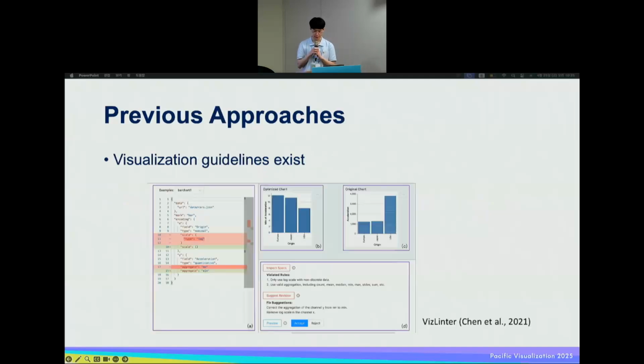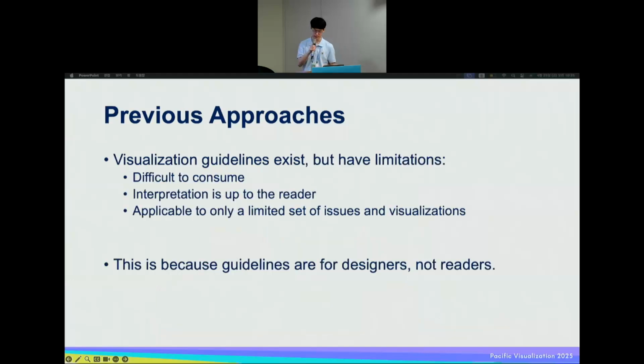And there are actually visualization guidelines previously developed. For example, this work in 2021 provides linting for visualization designers using VegaLite. However, visualization guidelines have notable limitations. They're often difficult to consume, they leave interpretation solely to the reader, or can apply to only limited contexts and issues. This is because guidelines are for designers, not readers.